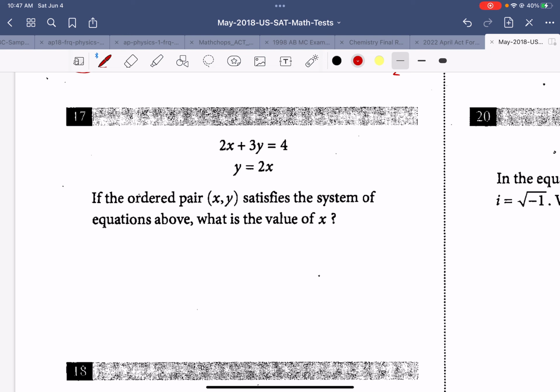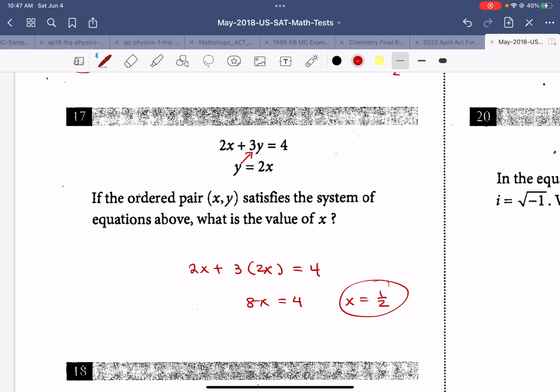So this one, they ask you about the x value of the intersection. So simply you just plug it in here. So 2x plus 3 times 2x equals 4. And then 2x plus 6x is 8x equals 4. So x is 1/2. Then you're done. They ask you just x value.